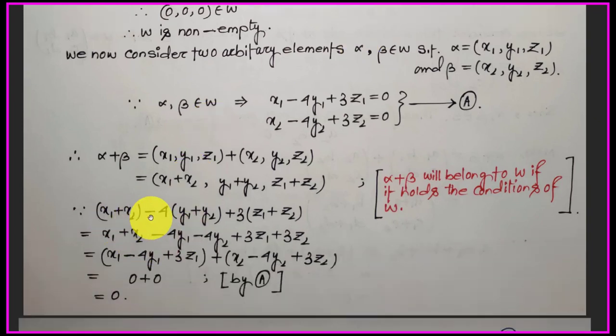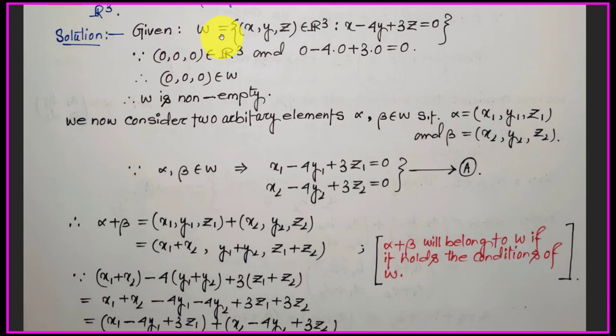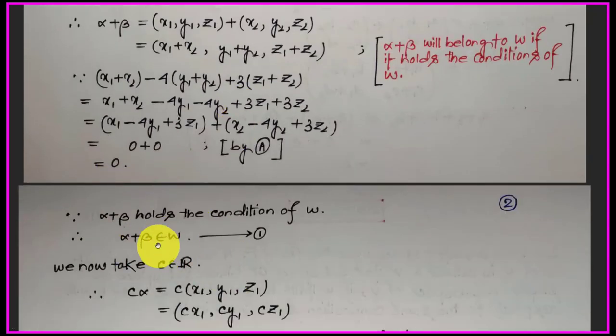So we get (x1 plus x2) minus 4 into (y1 plus y2) plus 3 into (z1 plus z2), which equals x1 plus x2 minus 4y1 minus 4y2 plus 3z1 plus 3z2. That equals (x1 minus 4y1 plus 3z1) plus (x2 minus 4y2 plus 3z2). This is 0 according to equation A, and this is also 0 according to equation A. So 0 plus 0 equals 0. So we can say alpha plus beta also holds the condition of the set W, that is, alpha plus beta belongs to W. So the first condition holds. Let us take this as equation number 1.